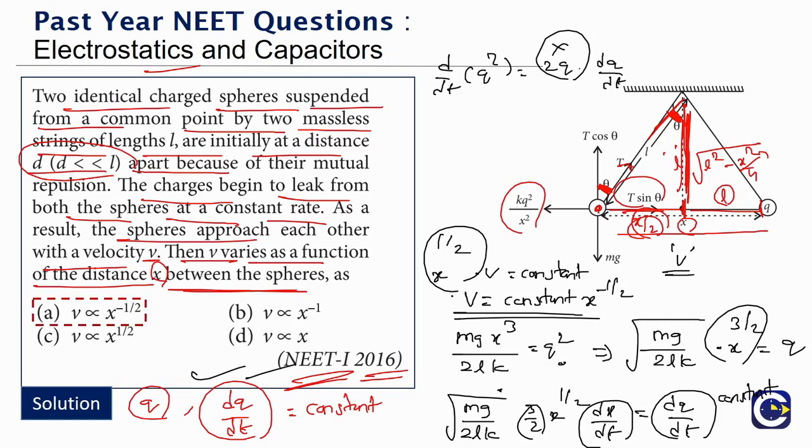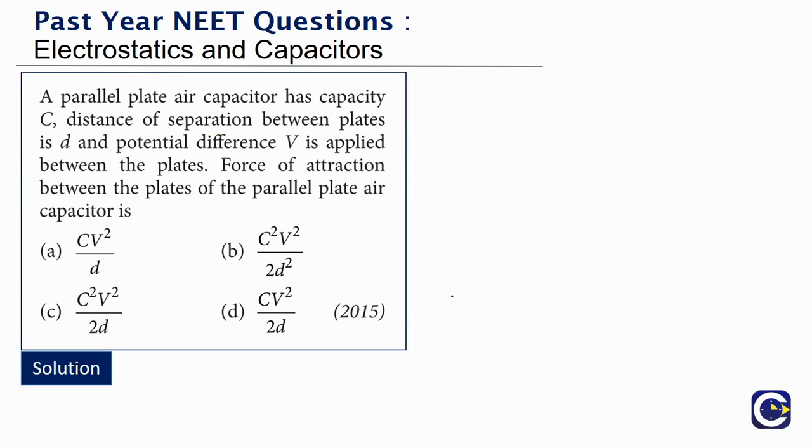It is option A. In this, what we did is first we looked at the force balance at that general position. Then using the trigonometric simplification, we were able to get the relation between just q and x. Then we have taken the derivative with respect to time. Since dq by dt is constant, we are able to understand the relation between the velocity of approach for the spheres and the x. We'll move on to the next question.